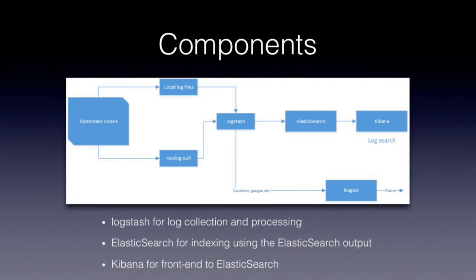And here is the architecture for our log analysis system. We use Logstash for log collecting and processing, Elasticsearch for indexing using the Elasticsearch output, and Kibana for our web front-end to Elasticsearch. Eventually, we will alert the operator if there are errors in our cloud, from the Nagios server, by email and WeChat.